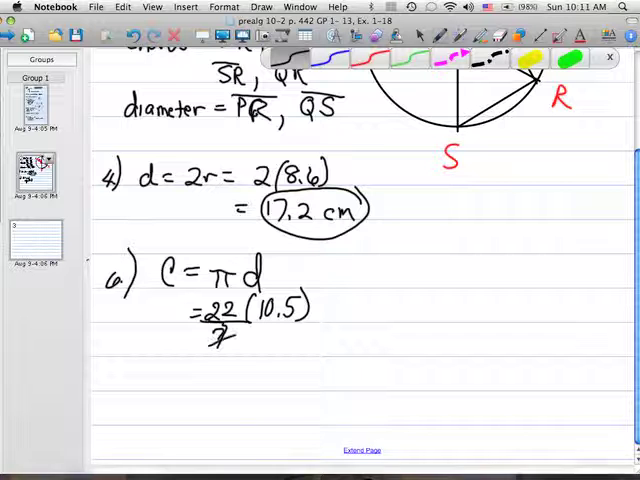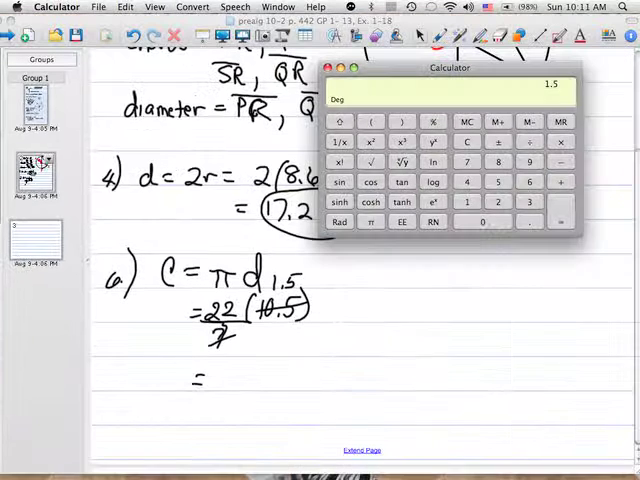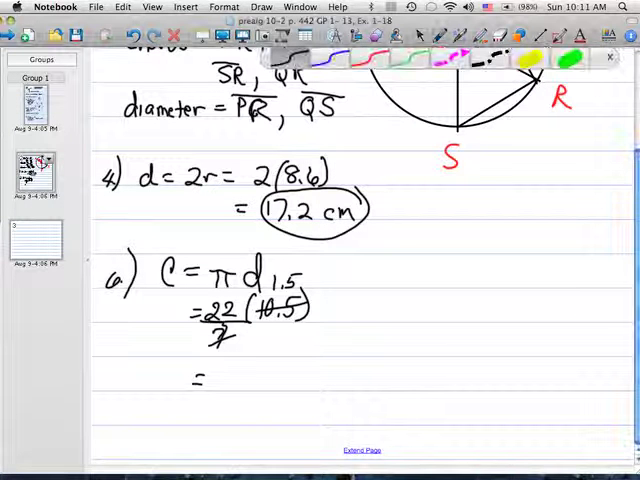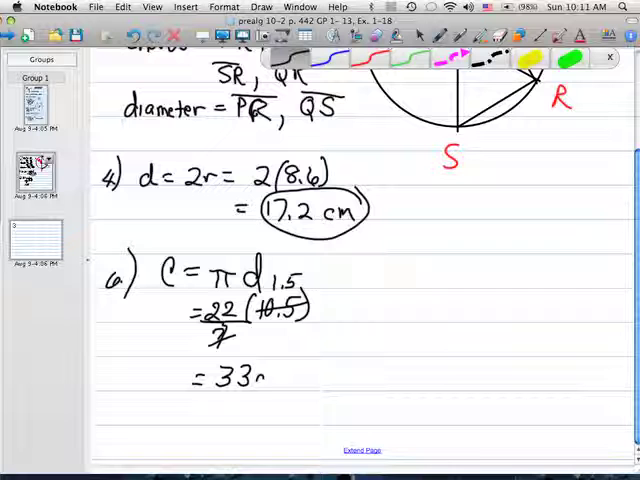And 7 goes in there 1.5 times. So 22 times 1.5 equals 33. So our circumference is 33 centimeters.